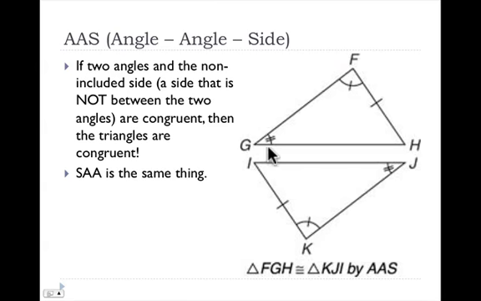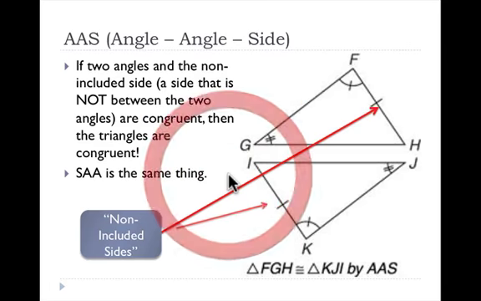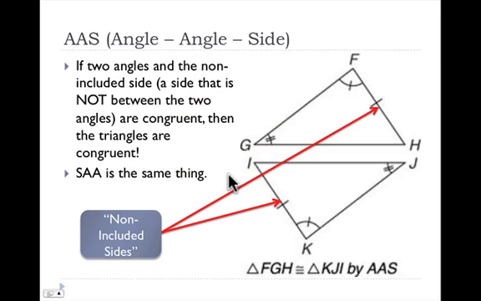Okay. So here's an example. We have angle angle side, angle angle side. So we see that the side is not included this time. It is the non-included side. It's not in between the angles. But angle angle side is a good theorem, so we're going to say triangle FGH is congruent to KJI by the angle angle side theorem.